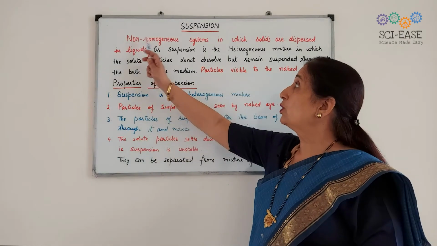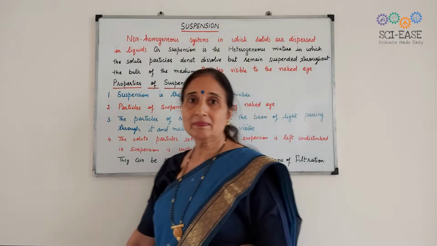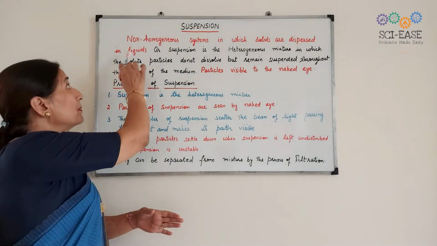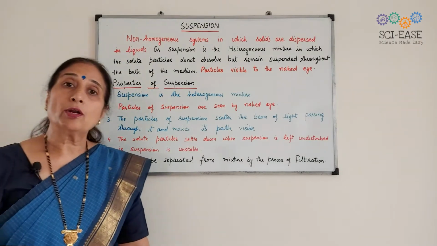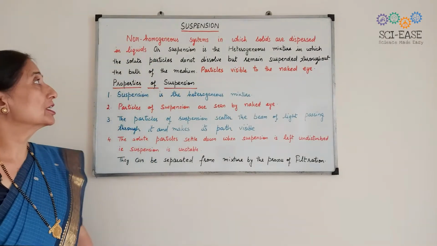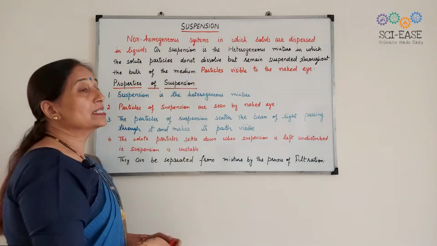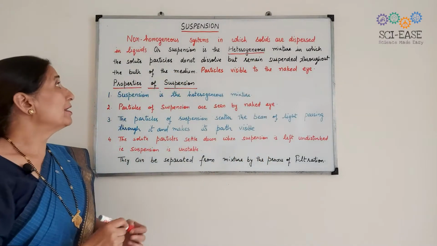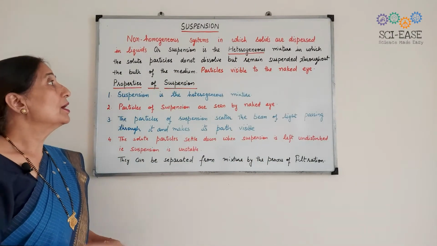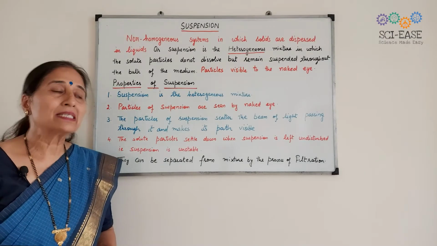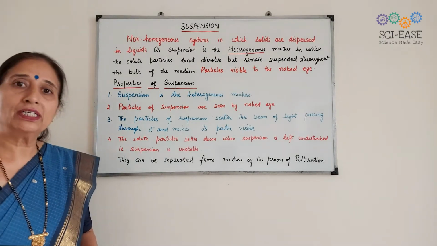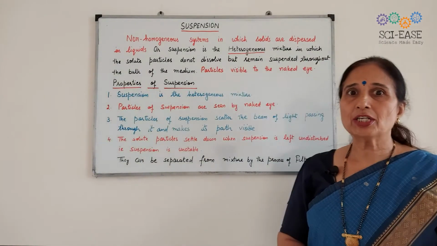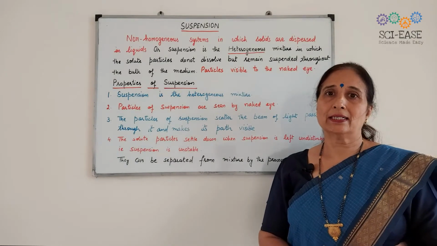Suspension is a non-homogeneous system in which solids are dispersed in the liquid. Or a more appropriate definition is, suspension is a heterogeneous mixture in which the solute particles do not dissolve but remain suspended throughout the bulk of the medium. And the particles of the suspension are visible to the naked eye.